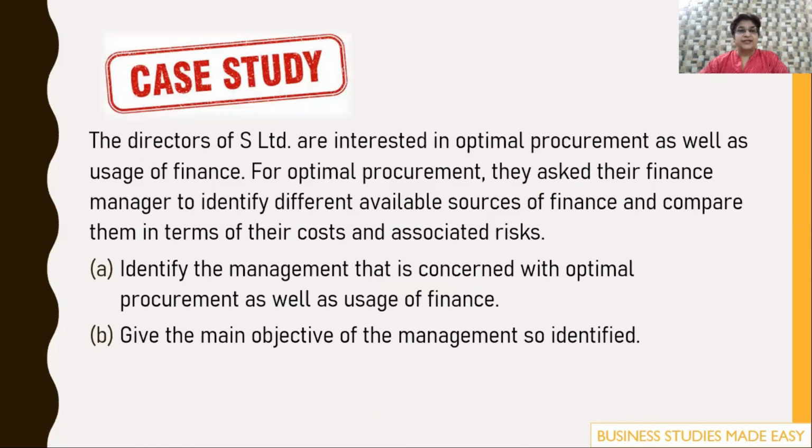So here the question says, identify the management that is concerned with optimum procurement as well as usage of finance. This line we have already come across earlier. And give the main objective of management. Main objective, just one objective they're asking. So let's study. The directors of S Limited are interested in optimum procurement as well as usage of finance. For optimal procurement, they ask the finance manager to identify different sources of finance and compare them in terms of the cost and associated risk.